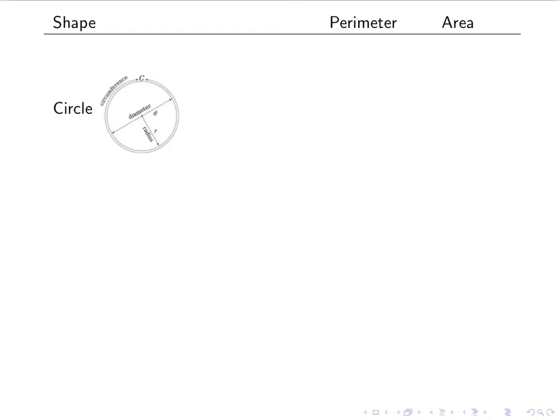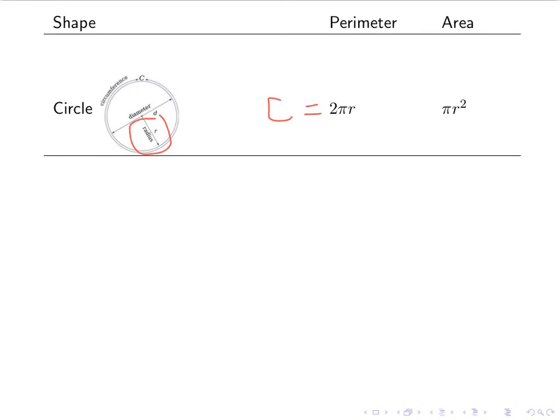Next we have a circle. The perimeter of a circle is really called the circumference. So this is a C for circumference, that's terrible. Equals C for circumference. So that is 2 pi r, where r is the radius, which is the distance from the center of the circle to any point on the perimeter of the circle. And then the area is pi r squared, so pi times the radius squared.